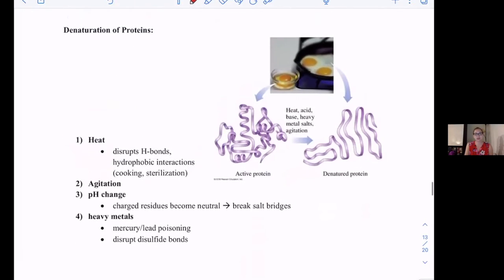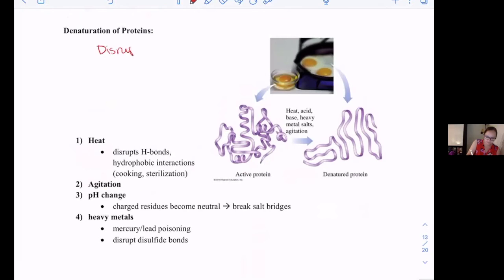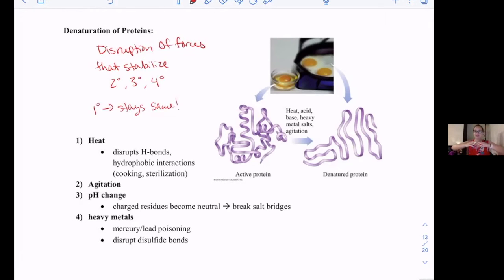And then the last thing is talking about denaturing proteins. So what do I mean by denaturing proteins? This is a disruption of the forces that stabilize either the secondary, tertiary, or quaternary structures. So the primary stays intact. We're not actually changing the order that the amino acids show up. We're just changing how they interact with one another.